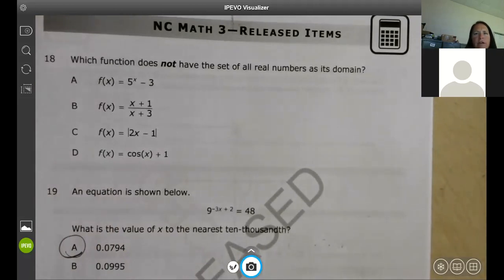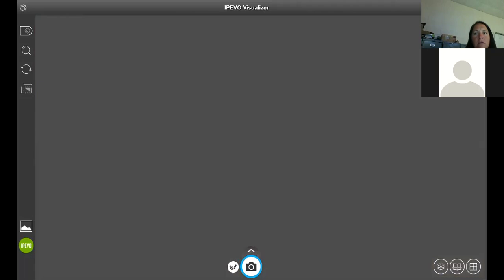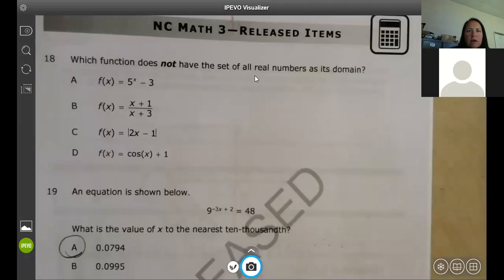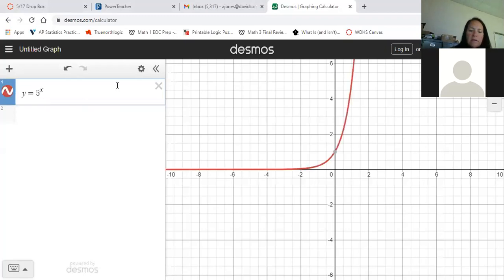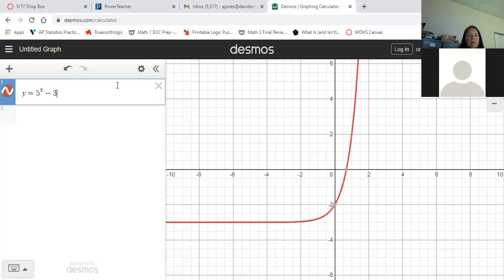And I'm going to jump over here and try to get Desmos up so you guys can see it. I'm just trying to find Desmos. I'm going to stop sharing this and share Desmos. So we're going to start with the first one. And I'm going to do y equals 5 to the x minus 3. Okay.